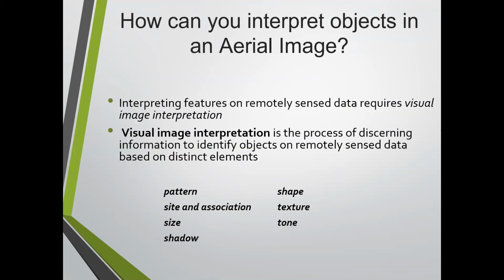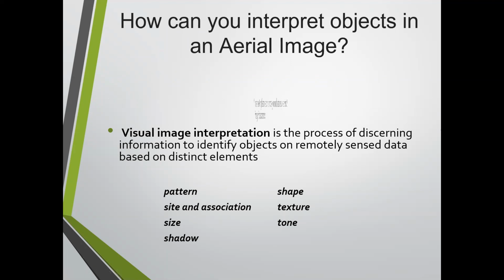So when we look at this, interpreting your features on remotely sensed data, you have to develop that visual image interpretation sense. Visual image interpretation is just the process of discerning information from objects that you're looking at, based on what we would call distinct elements. So we have things like pattern, shape, site and association, texture, size, tone, and shadow. We're going to take a look at each one of those as we step through this.